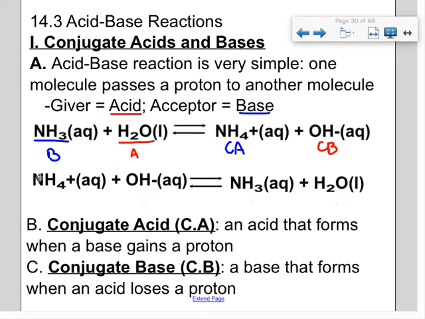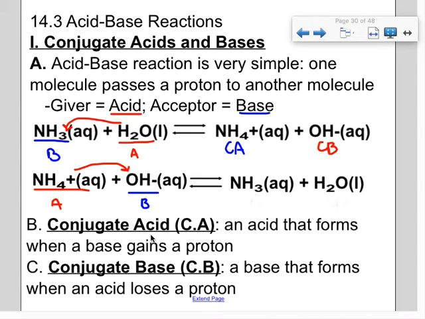Let's take a look at another example. NH4 plus OH yields NH3 plus water. So my NH4 becomes NH3. That means it lost a proton. So it donated a proton. So my NH4 plus is considered an acid. And my OH, which accepted that proton, I guess I forgot to do the arrow here, which accepted that proton becomes H2O. So if it accepts a proton, it's considered a base.